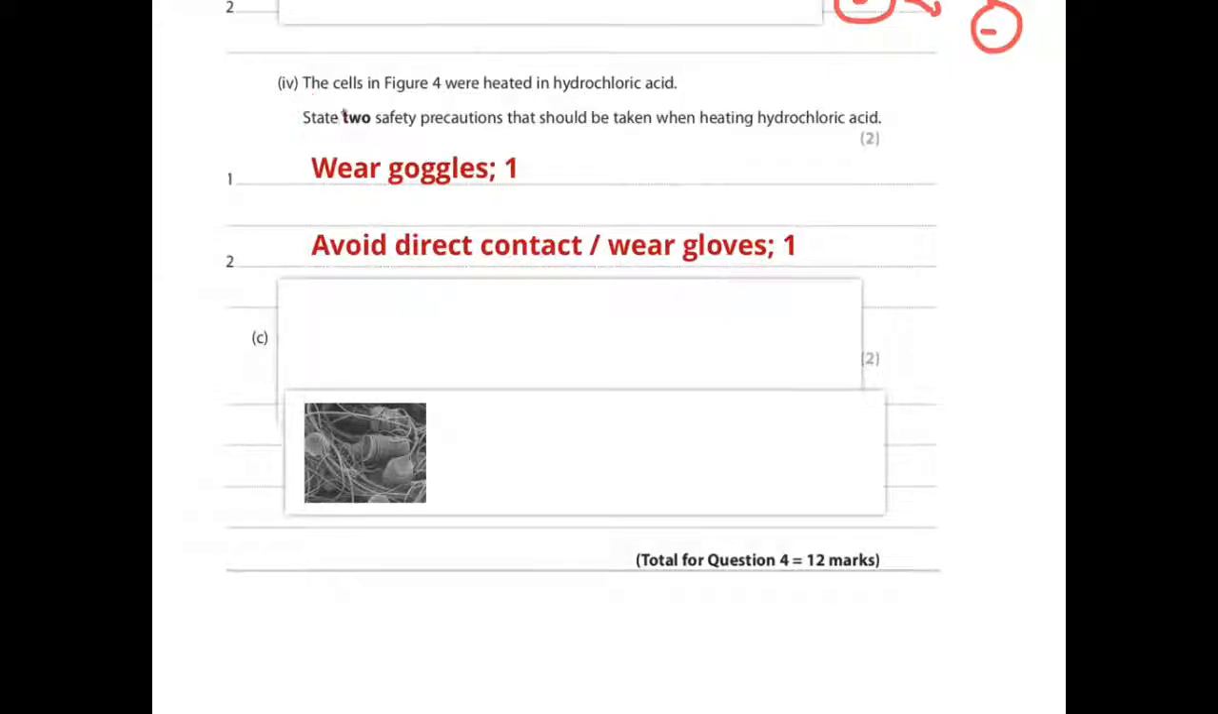Remember, state questions are the easiest. You just have to list something. You don't have to explain anything or describe anything complex. You just list.